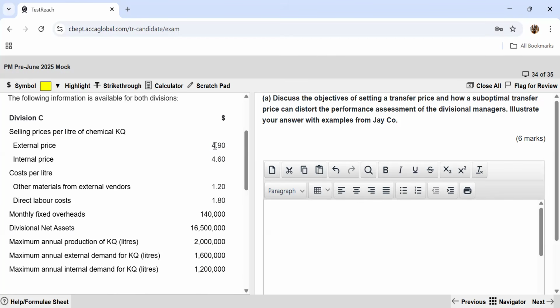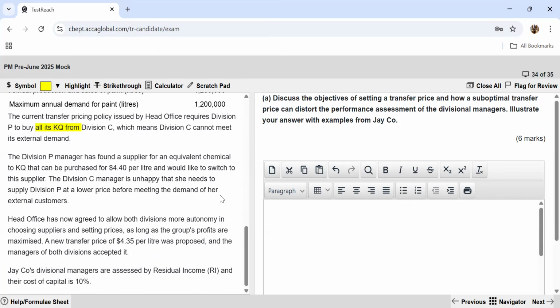So I obviously sell at a higher price externally. So being Division C, I would not really like it that I have to sell the majority of my units at a lesser selling price, which is 4.6. So let's move ahead. The Division P manager has found a supplier for an equivalent chemical to KQ that can be purchased at $4.4 per liter, and she would like to switch to this particular supplier.